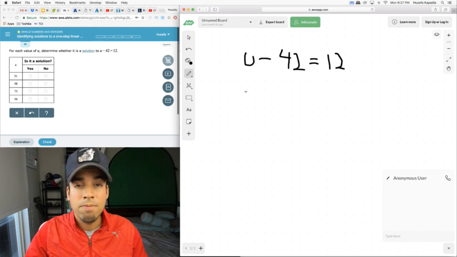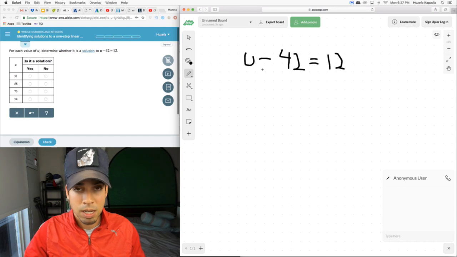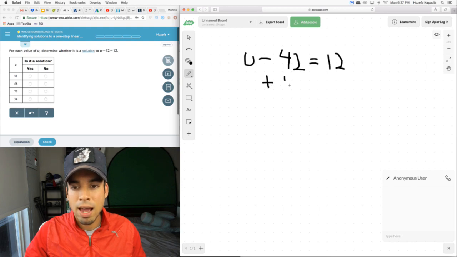Or you could probably figure this out without even solving the equation this way, but I can solve for this by doing the reverse of subtraction. So anytime we're trying to isolate a variable, we look at the value on the same side of it. We look at the relationship between these two. 42 is being subtracted from u. Therefore, we're going to add 42 to both sides.